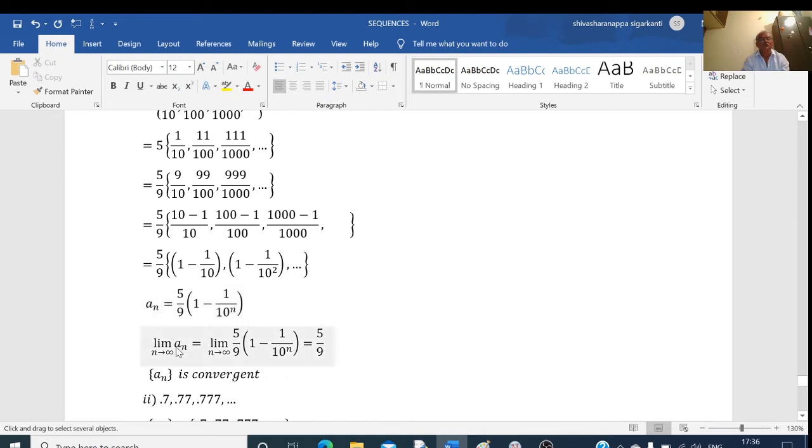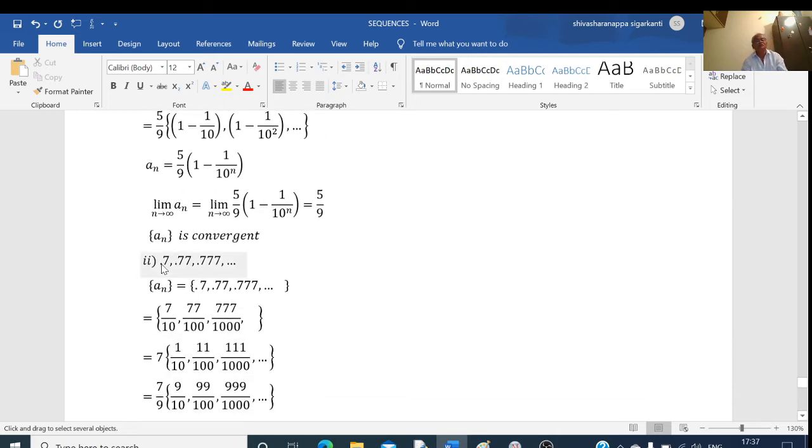Now take the limit. Limit of a_n as n tends to infinity equals limit of 5 by 9 into 1 minus 1 by 10 raised to n. If n tends to infinity, 10 to the power of n also tends to infinity. Therefore this tends to 0. This bracketed quantity becomes 1 minus 0, which is 1. So that is 5 by 9. So the limit of this sequence is equal to 5 by 9. Therefore the given sequence is convergent.